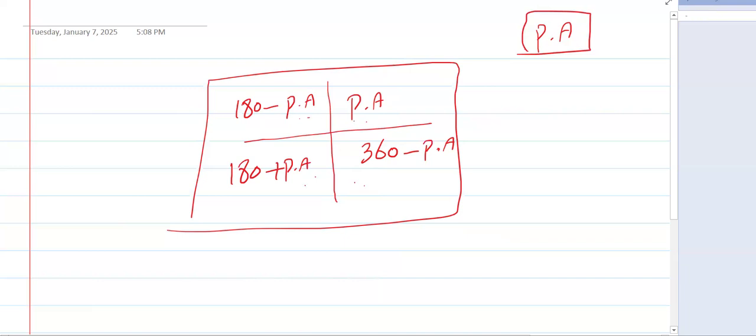This is the way to write in the first quadrant. We can write other forms, even 270 plus, but it will not be the principal angle. So I'm using the principal angle, so you just remember it that way. Let's see now how to solve.